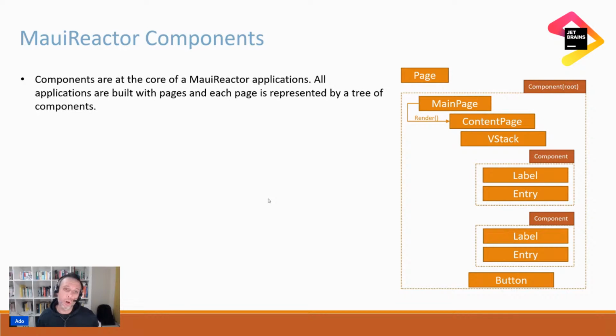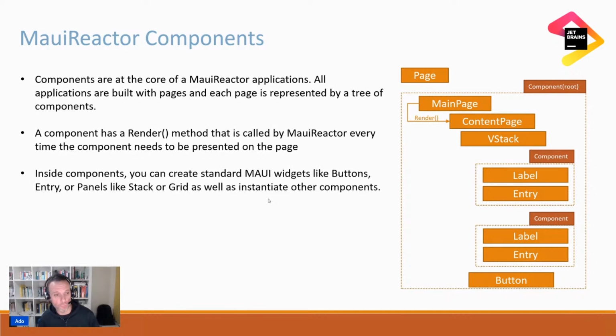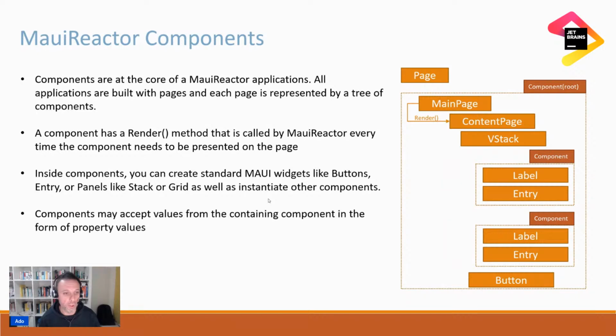Components are the core of a MauiReactor application. All applications are built with pages, and each page is represented by a tree of components. A component has a render method that is called by MauiReactor every time the component needs to be presented on the page. Inside components, you can create standard Maui widgets like buttons, entry, and panels like a stack or grid, as well as create other components that are so-called child components.